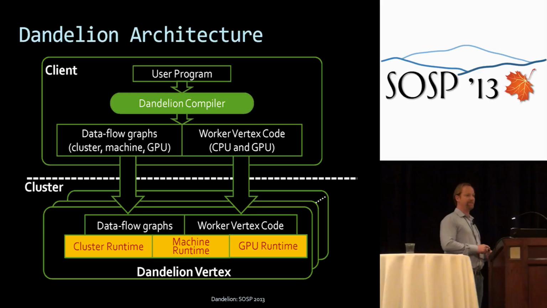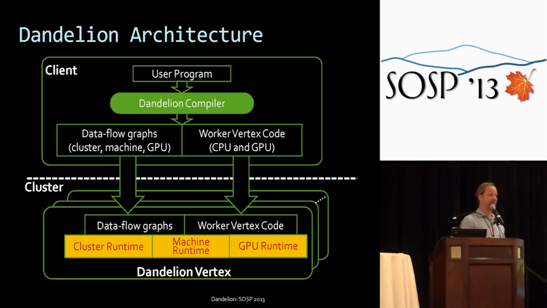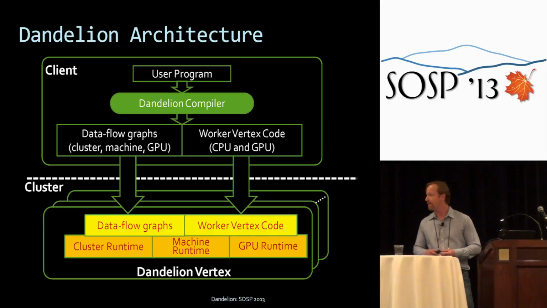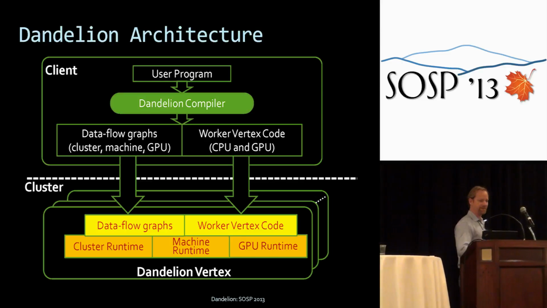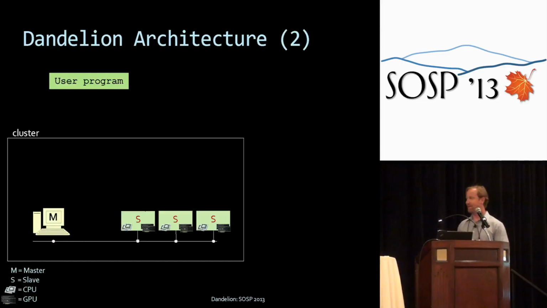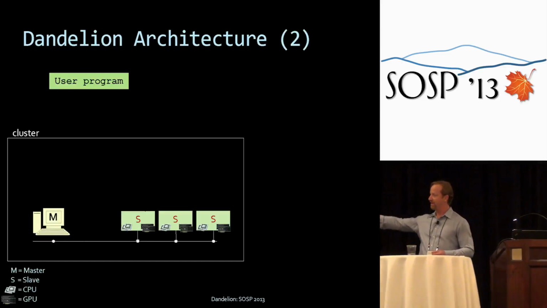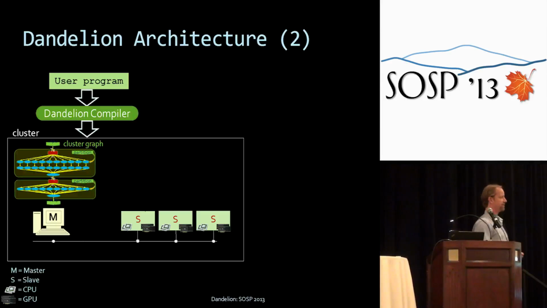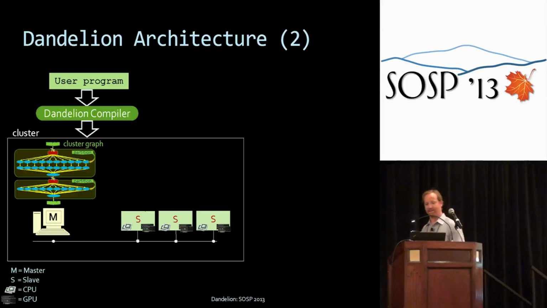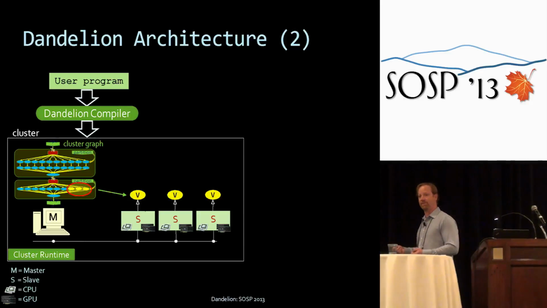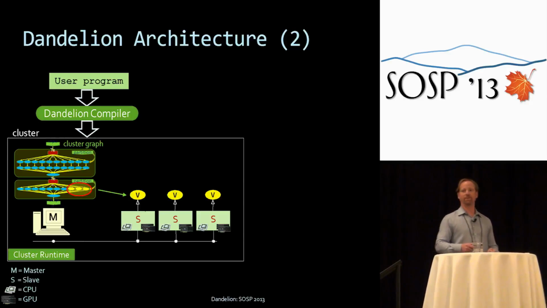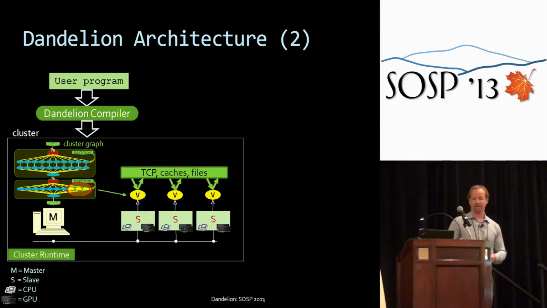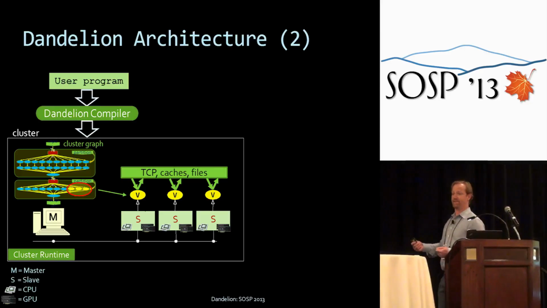Now, at the cluster, there are 3 runtime components, the cluster runtime, the machine runtime, and the GPU runtime, which collaborate to schedule these Dataflow graphs onto the available resources. Now, this is a bit of a static view of the system, so I want to take another look at it from a slightly more dynamic view. So again, we have a user program and a cluster with some servers that have CPUs and GPUs. The Dandelion compiler takes the user program and produces the cluster Dataflow graph that I talked about in the last slide. The cluster runtime is responsible for dynamically mapping vertices from that graph onto the machines in the cluster. It's also responsible for supporting the infrastructure that enables these vertices to communicate, implementing the edges in that graph.